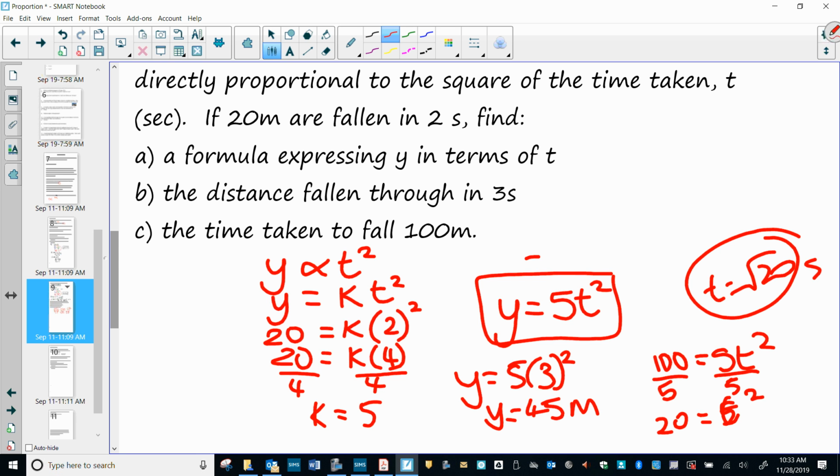Normally we would do 3 significant figures. 4.47. How'd you get 4.5? Alright, so we're good with that, yes?